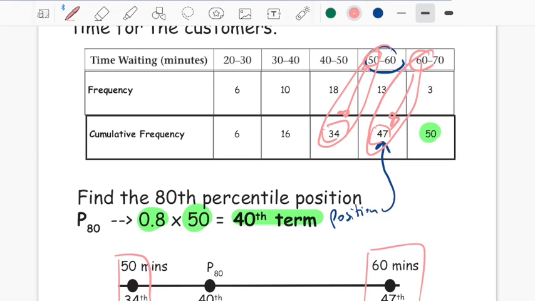Now you write the 48th term. So this is P80. You write P80, link this with this, and write it here. The bottom part is the position and the top part is the time. So I'm just going to put this as the time.